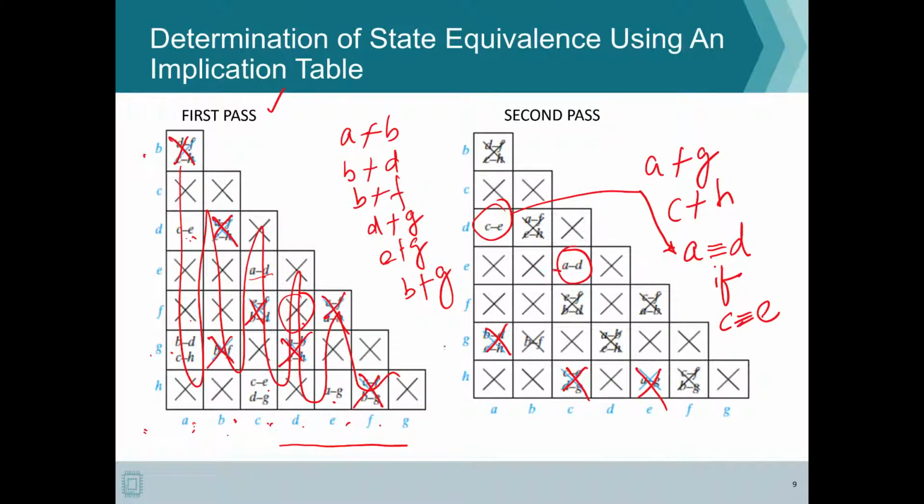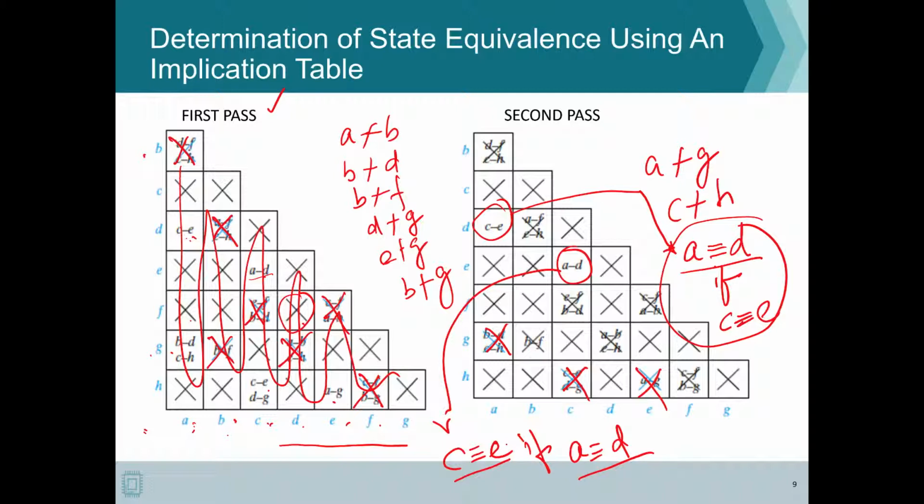And this one here is saying C can be equivalent to E if A is equivalent to D. So basically one is saying I have no problem if C and E are going to be equivalent, and the other one is saying if A and D are equivalent, C and E, I don't have any problem. So they are implicitly telling us that A and D can be equivalent, and C and E can be equivalent. These are the two implicit equivalencies that we come to, and therefore we can eliminate those from our initial thing.